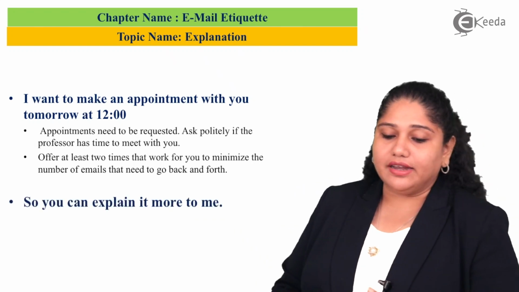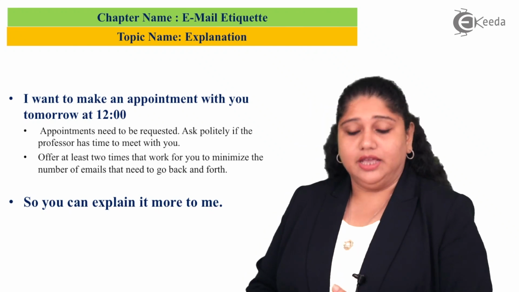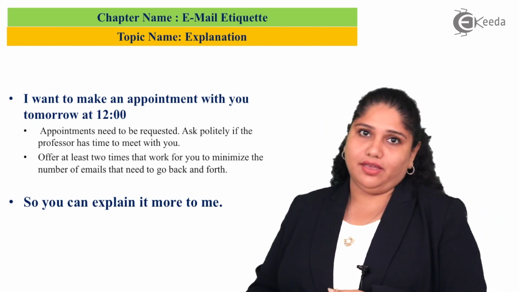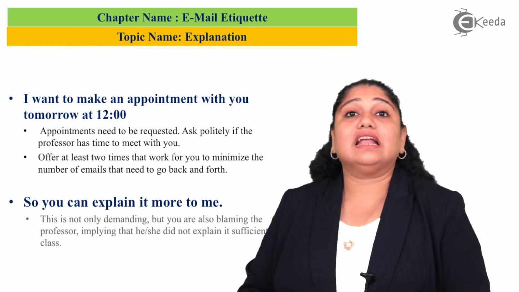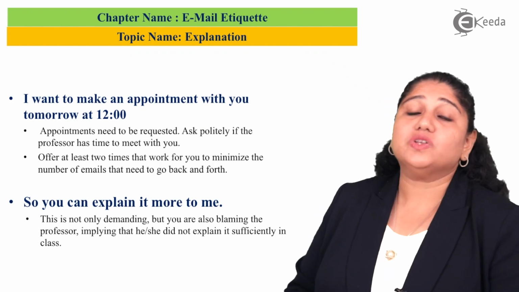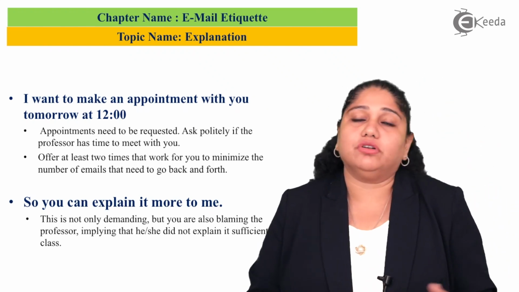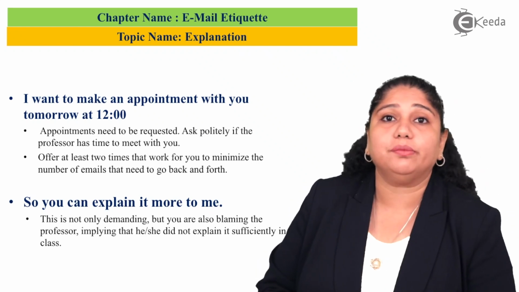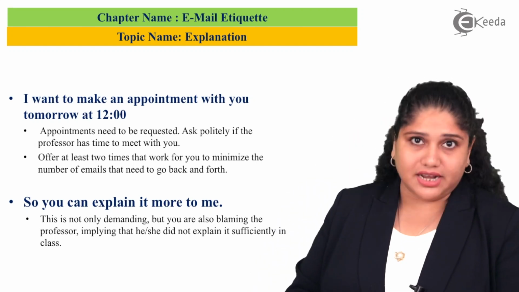So can you explain it more to me? So you can explain more to me. Now this is not only a demanding but also a blaming sentence, where the professor is blamed that his class where he explained was not sufficient enough for anyone to understand what the explanation was about. And so you're demanding a time of appointment at 12 so that you do a better understanding next time when you see him in the class.